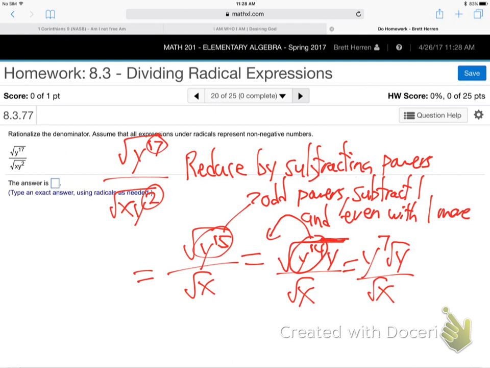Now, we're not quite done. One more step. We can't leave a root on the bottom. Top and bottom by root x. Could have done that earlier. Doesn't matter when. And we're going to get y to the 7th. You could just go ahead and put the x and the y in the top on the same root. They're both insiders. So they interact.